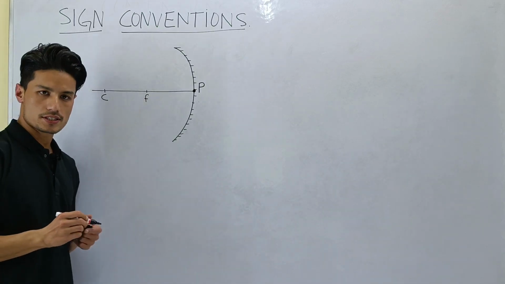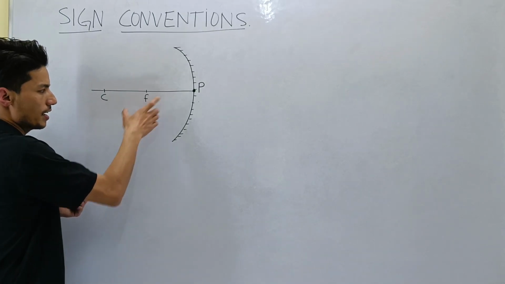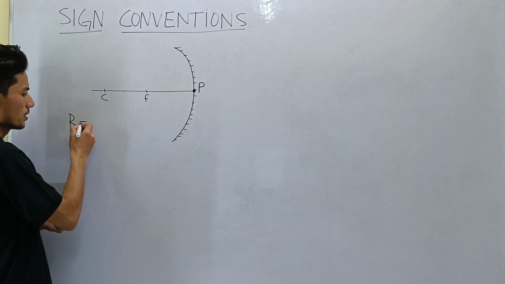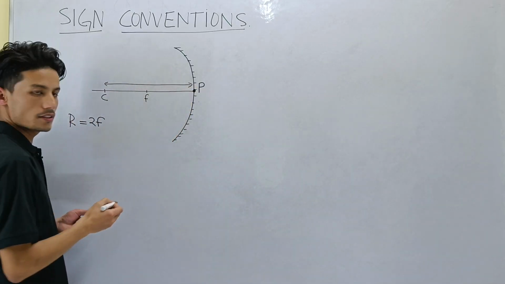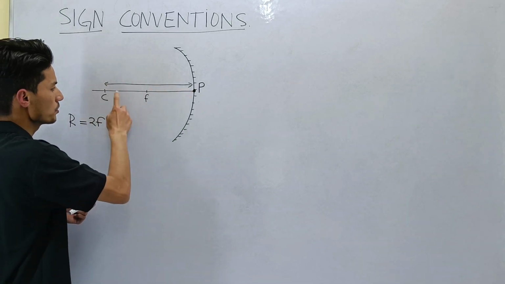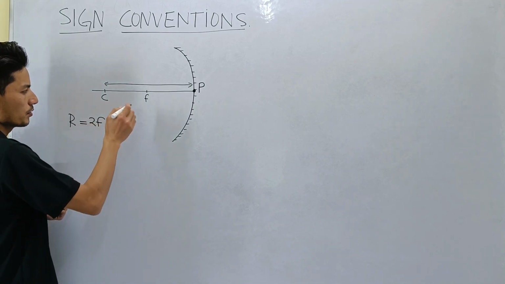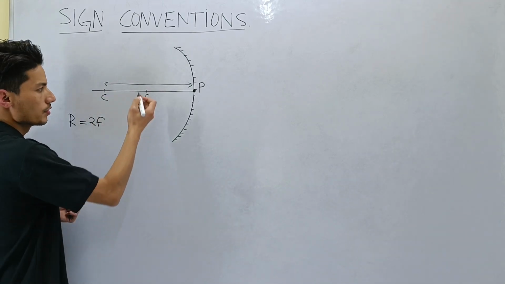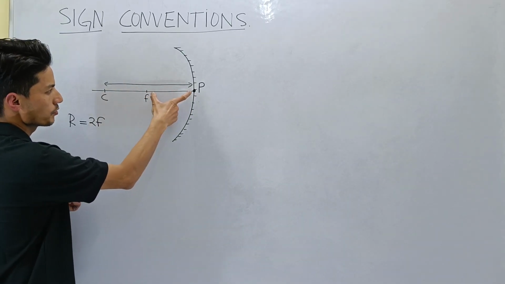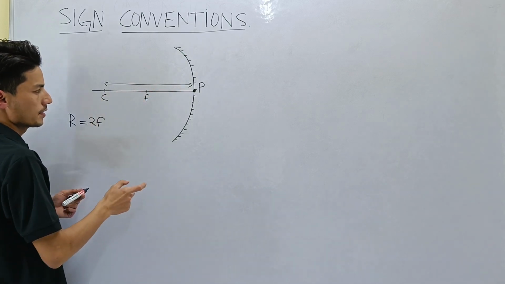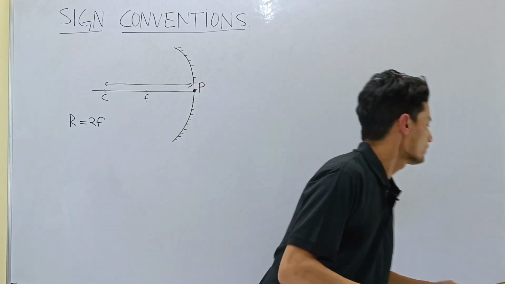Now, why am I doing this? I am doing this because I know the relationship between R and F. We know that R is twice the focal length. Now what is R? R is the distance from here to here, isn't it? The distance from P to C is known as R. So R is nothing but the distance between P and C. Focus is at the midpoint of R, so I have to make sure that the distances are the same. That way focus becomes the midpoint. All right, so let me erase this.